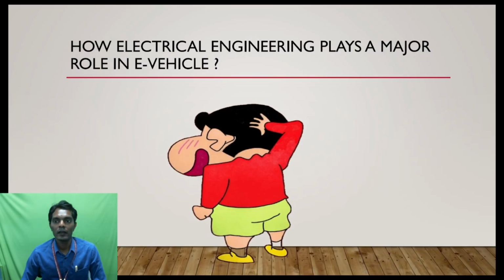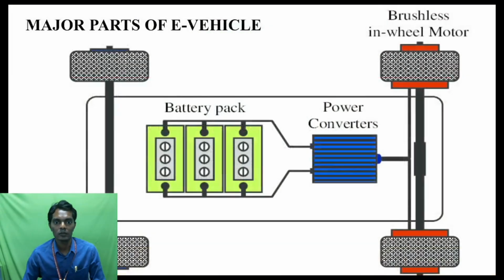How does electrical engineering play a major role in an electrical vehicle? Here the key is actually the battery pack. If you see here, we have a power converter, and what is the role of the power converter? We have a brushless DC motor in a wheel. The power being generated is always AC, so that AC power needs to be converted into DC, and the DC power has to charge the battery.